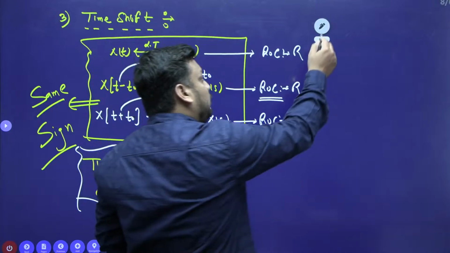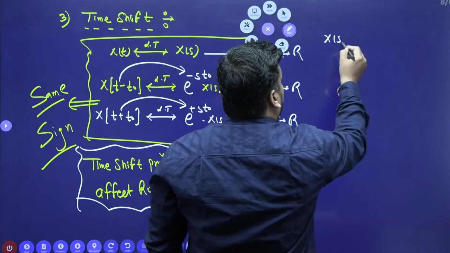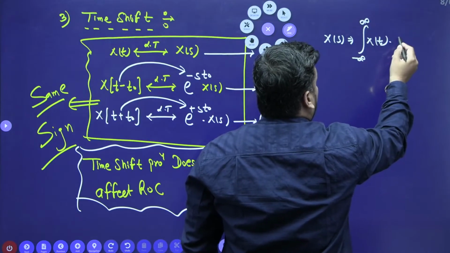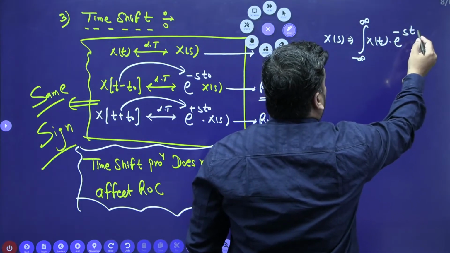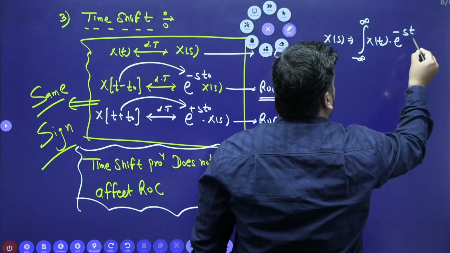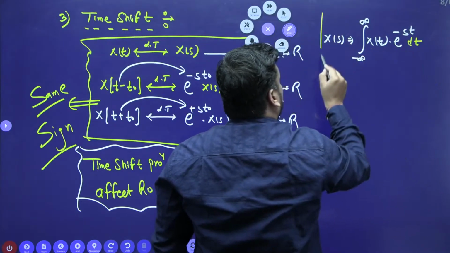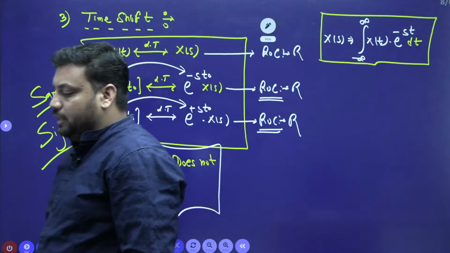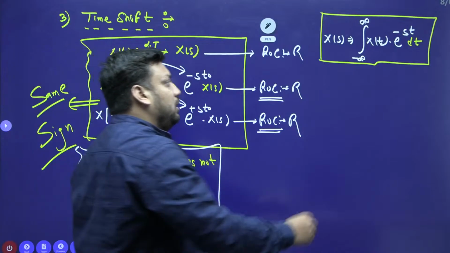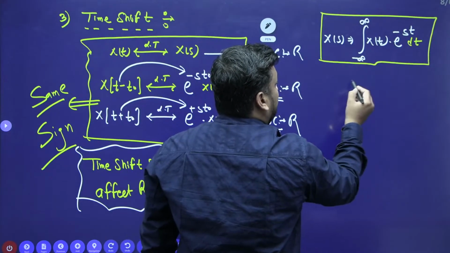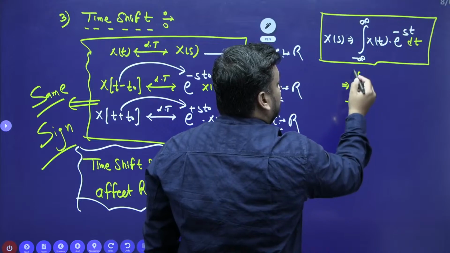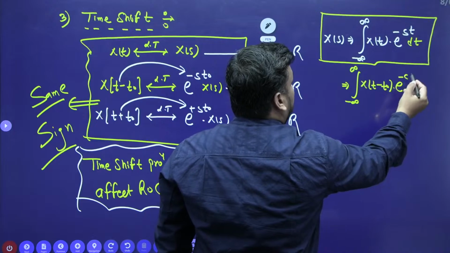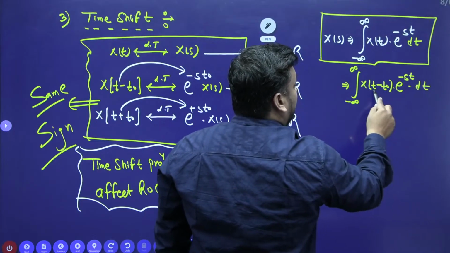If you want to derive the property, just write the Laplace transform formula: the integral of x(t) e^(-st) dt. This is the simple Laplace transform formula. Now if I replace x(t) with x(t - t0), so the integral of x(t - t0) e^(-st) dt, then what do you get in place of t?